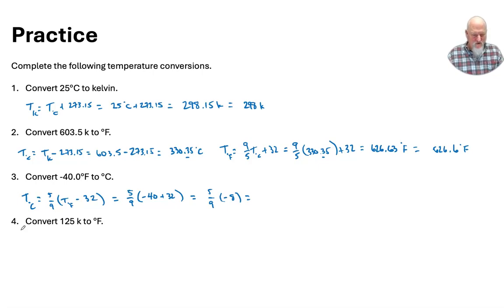Oh, I see what I did there. This is supposed to be minus 32. Oops. So let's fix that. So for -40 minus 32 is -72. Ha! Watch your signs. So now I've got 5/9 times -72. So let's do that. 5 times -72 and then divide by 9, which equals -40 degrees Celsius. Glad I caught that.